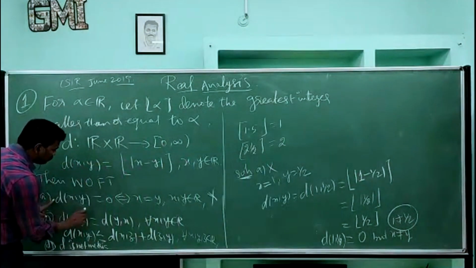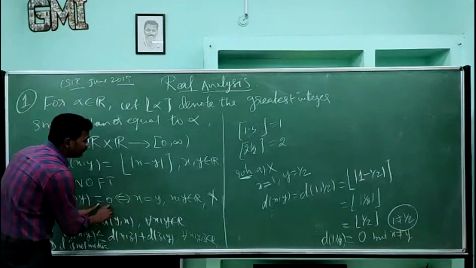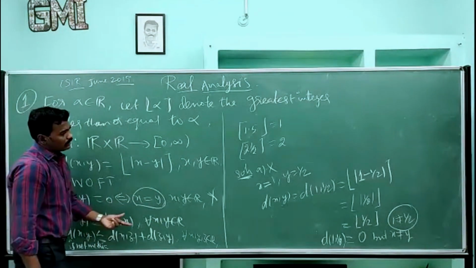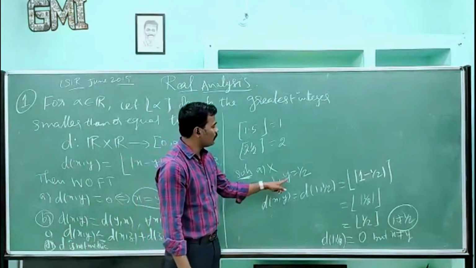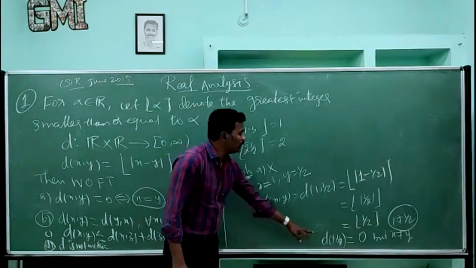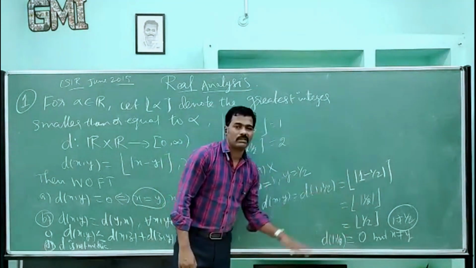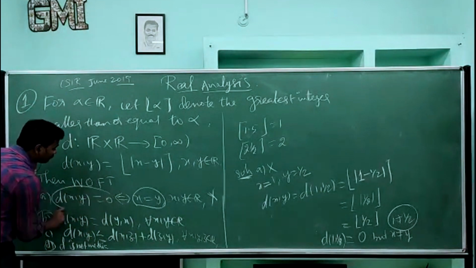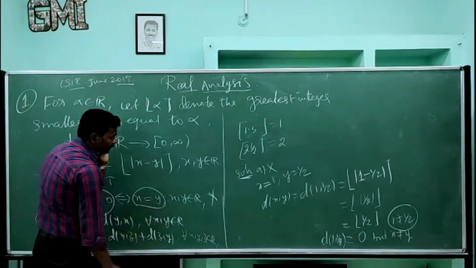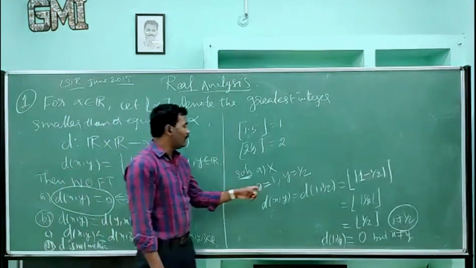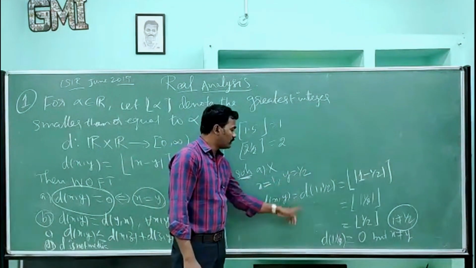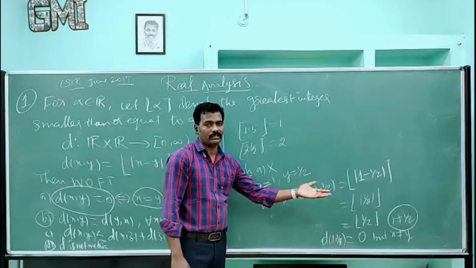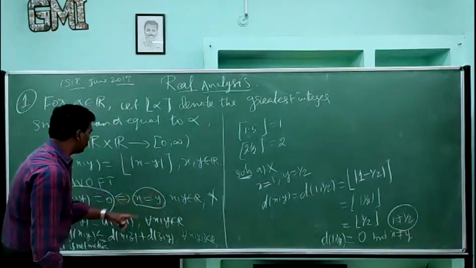Suppose this option is true: d(x, y) = 0 implies x = y, right? But what is the contradiction? x = 1 and y = 1/2, but d(1, 1/2) = 0, but x is not equal to y. Actually, if this were true, whenever d(x, y) = 0, it would always imply x = y. But I have an element x = 1 and y = 1/2. When you substitute, d(1, 1/2) = 0, but x is not equal to y. Therefore, this option is not always true.